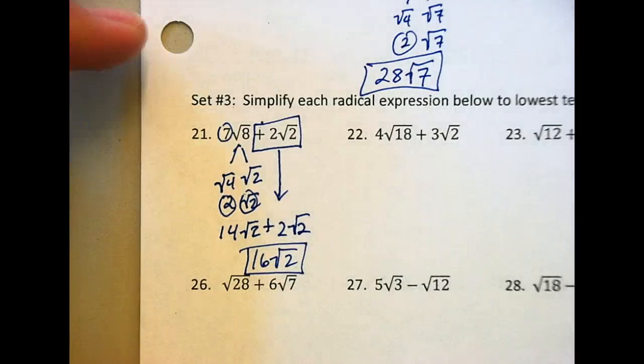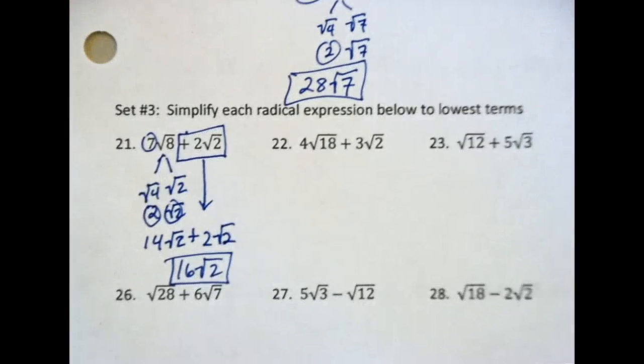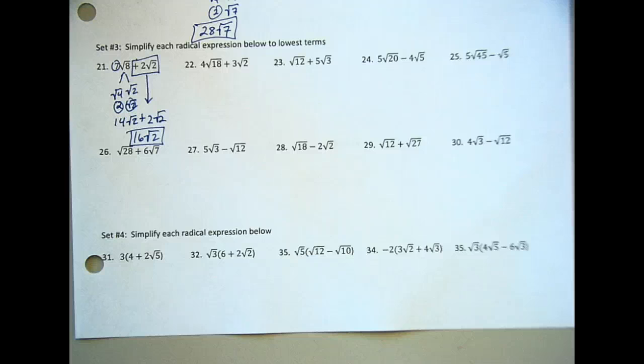All right, I want you guys to work on set 3. We're going to spend about 5 minutes or so just working through those best we can. Ready and go? Okay, ladies and gentlemen, here we go. Let me read through those. Everyone's focused back up here. Number 21, 16 root 2. Number 22, 15 root 2. Number 23, 7 root 3. 24, 6 root 5.